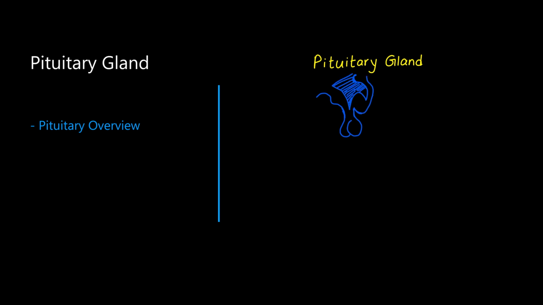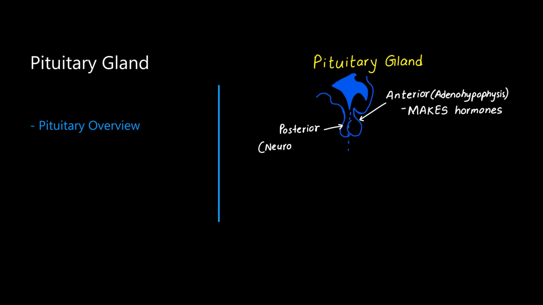The pituitary gland is the centerpiece of the endocrine system, and it sits just below the thalamus. It has 2 lobes with completely different jobs. The anterior pituitary, called the adenohypophysis, is a true endocrine organ, making its own hormones. The posterior pituitary, called the neurohypophysis, stores and releases hormones that were actually made in the hypothalamus.